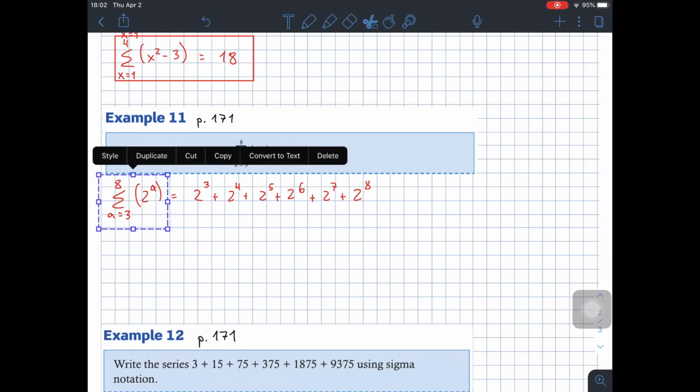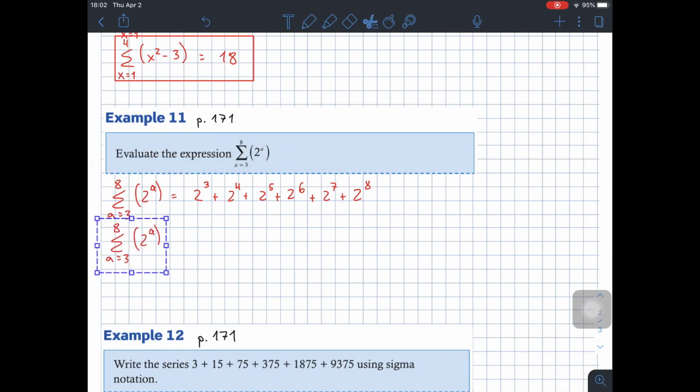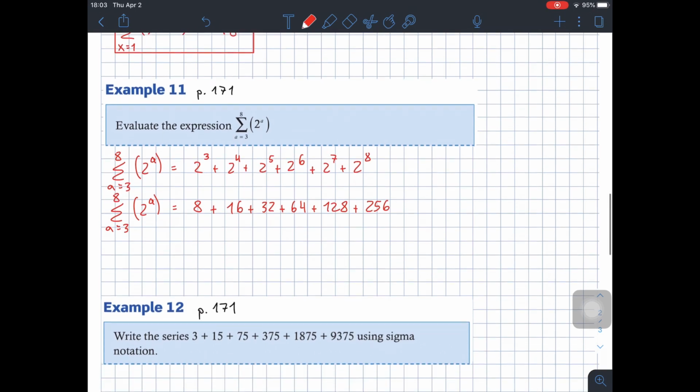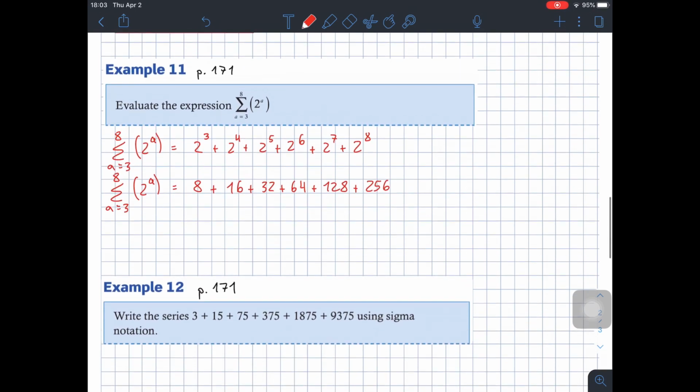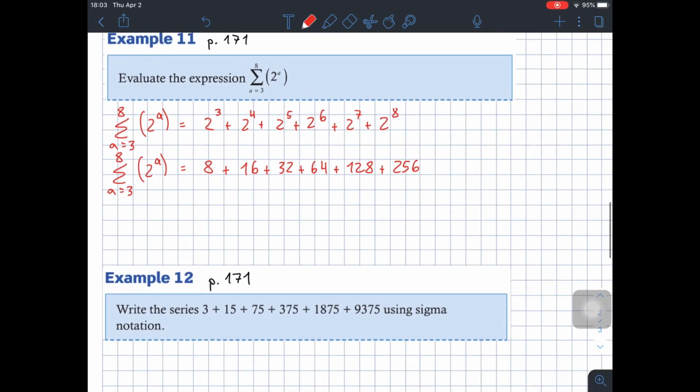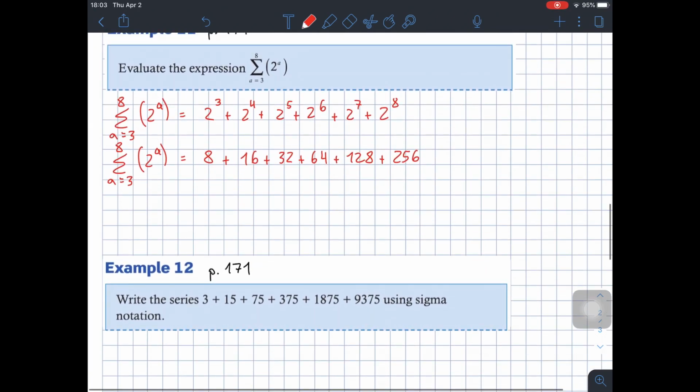So if we duplicate this here, we're going to have 2 to the power of 3 is 8, then this is 16, 32, 64, then 128, one more, 256, right? Remember, this is like the memory of our cell phones: 8 gigabytes, 16 gigabytes, 32 gigabytes, 64, and so on. That's the characteristic of 2 to the power of any number.